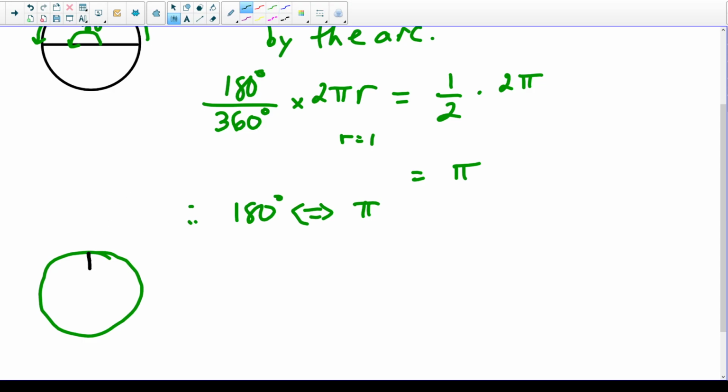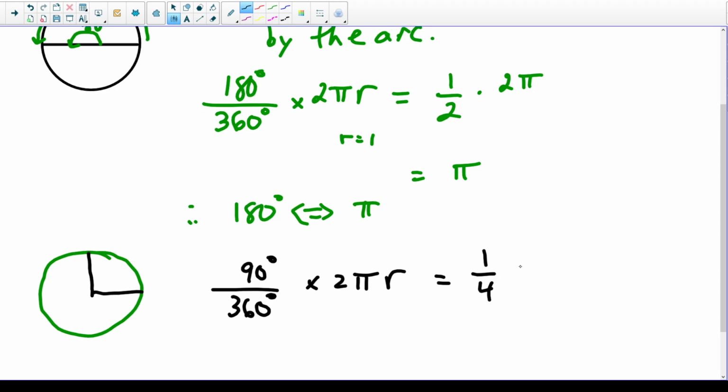Whatever. Let's say we do our 90 degrees from our previous slide. I would do 90 degrees divided by 360 degrees. That's going to give me my ratio times 2 pi r. But again, r is equal to 1. What's 90 divided by 360? That's 1/4 if you simplify it, times 2 pi, the r is equal to 1. And we end up with pi over 2.